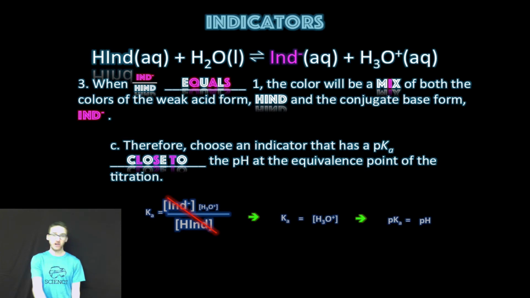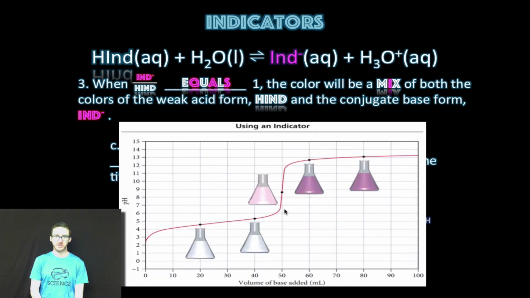Therefore, big takeaway here, you want to choose an indicator for your titration that has a pKa that's closest to the pH at the equivalence point for your titration. So as you look at this example titration curve of a weak acid with a strong base, phenolphthalein makes a great indicator. And let's think about why.